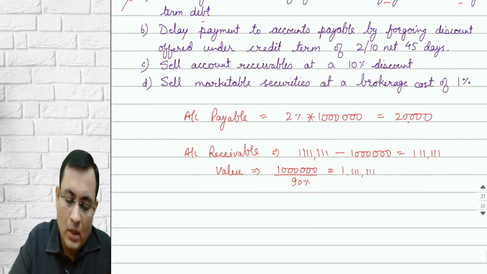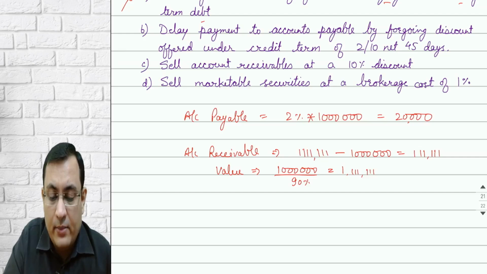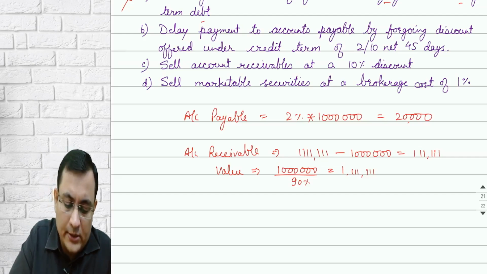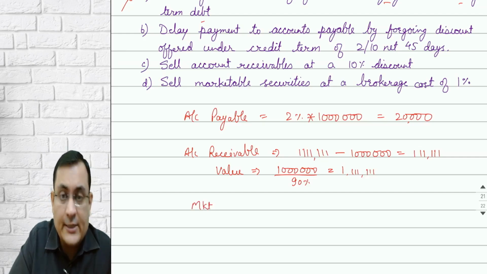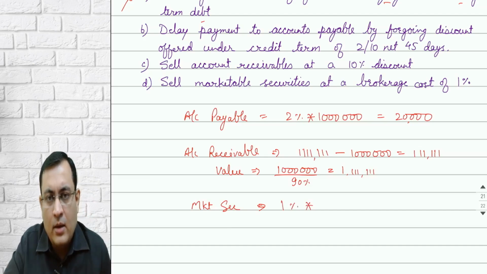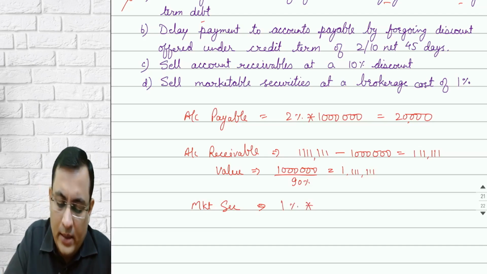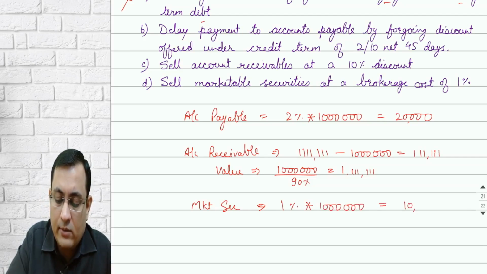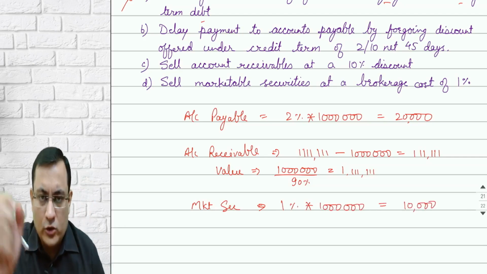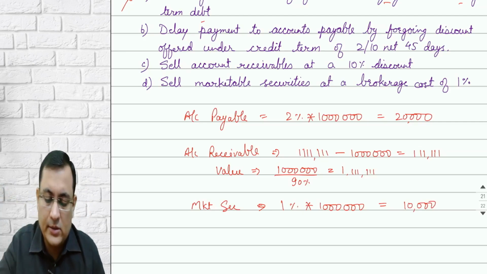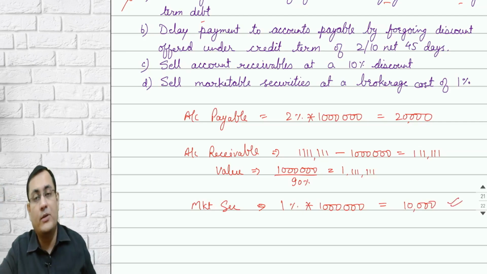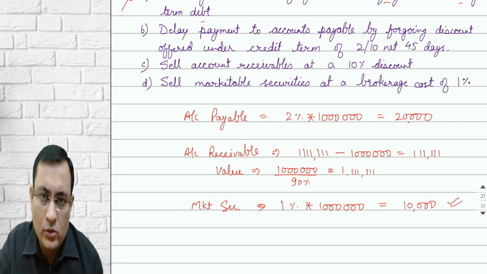111,111. Next source, sell marketable security at a brokerage cost of 1%. So by raising finance using marketable security, the cost will be 1%. Now you have to sell for a net value of 1 million, so 1 million will cost you 1 million into 1%, that is again equal to 10,000. Which source will be the cheapest? The third source is your cheapest source. You should be using the third source.